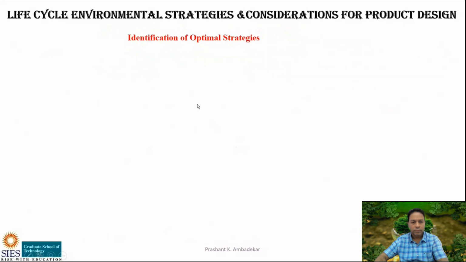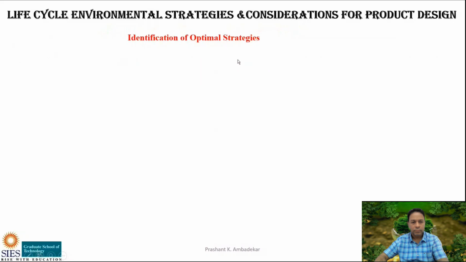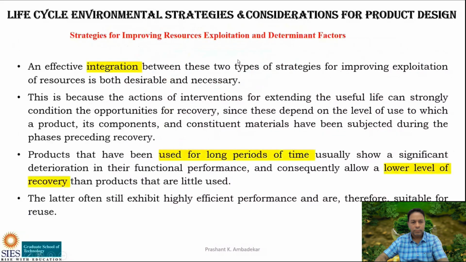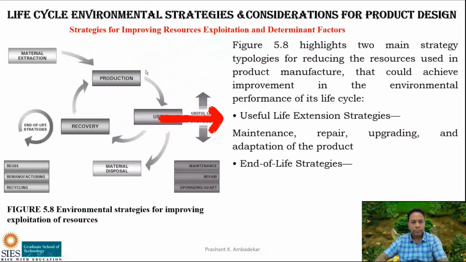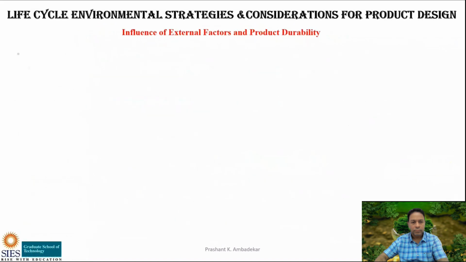There has to be identification of optimal strategy. How much the first strategy, that is useful life, should be used, and how much this end of life strategy should be implemented. There has to be a right balance between them, and how much it should be. So we have to now identify the optimal strategy.